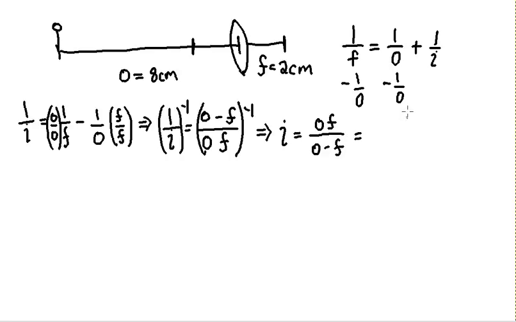Okay, so now we're ready to plug these numbers in. I chose 8 centimeters for my object length, and for the focal length I chose +2 centimeters. So let me finish writing this out and then talk for a second about how the focal length being positive really says something about where the image is at.